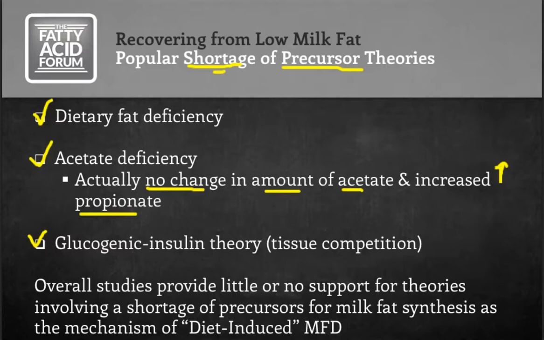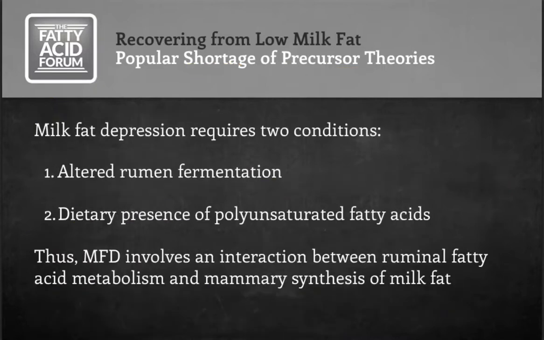We don't have time to go into more specifics on each of these theories today, but I'll say that overall, these theories provide little or no support for a shortage of precursor for milk fat synthesis as the mechanism of diet-induced milk fat depression. So what is the mechanism?